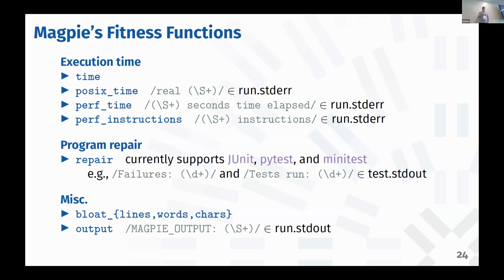We will see the execution times in more detail. For program repair, it currently supports JUnit, PyTest, and Minitest. Basically, it looks at the output to see if it fits something that it already knows. So for example, for JUnit, it looks at snippets of text with failures, colon, and a number, and test runs, colon, with a number. It needs both because it's really easy to make the test harness crash, and then you say, hey, 0 failures with 0 tests run. And that's not a sign that there are 0 bugs. It's just the sign that it did not go well. At the worst, you can just have your software output something for Magpie, and anything will be taken as a fitness function.